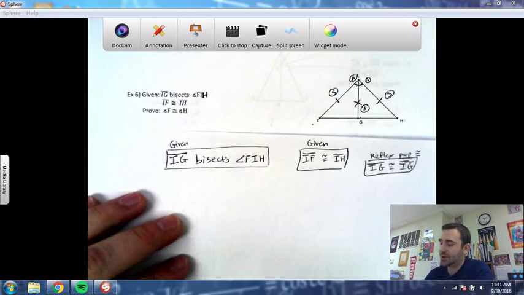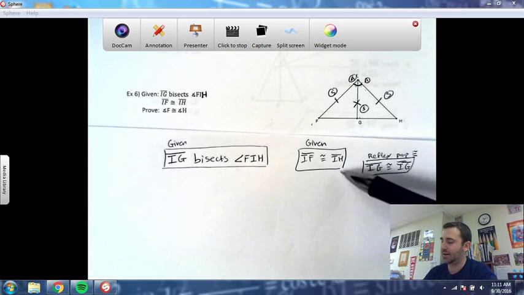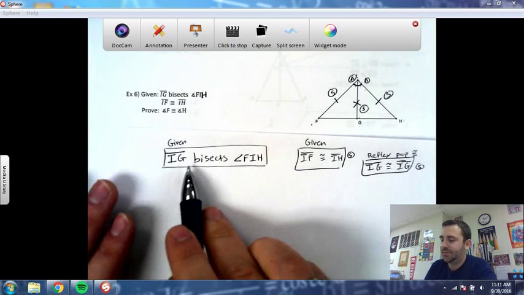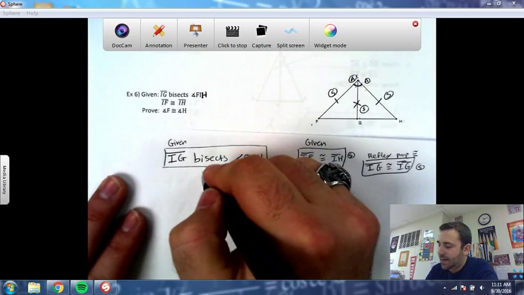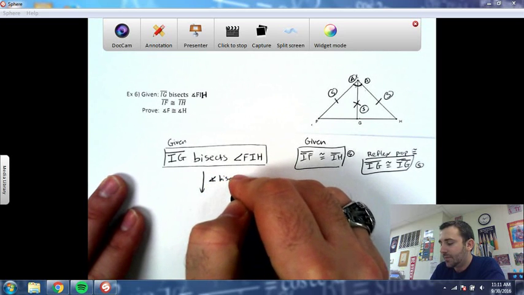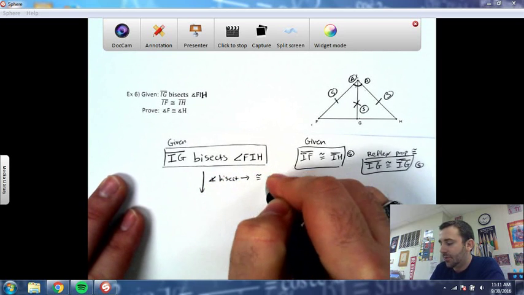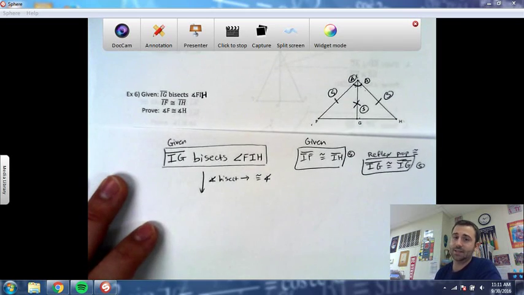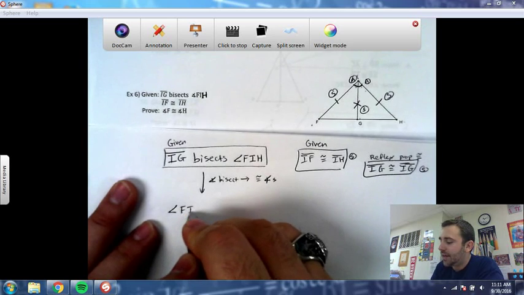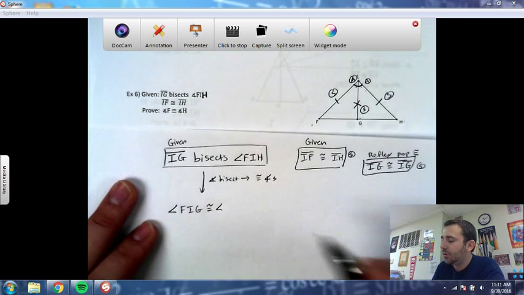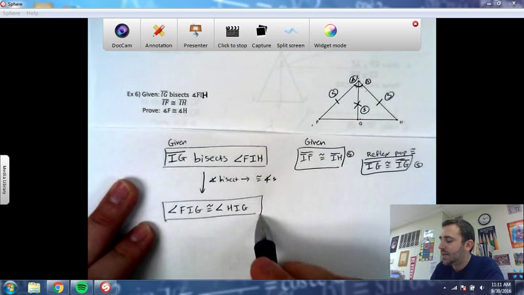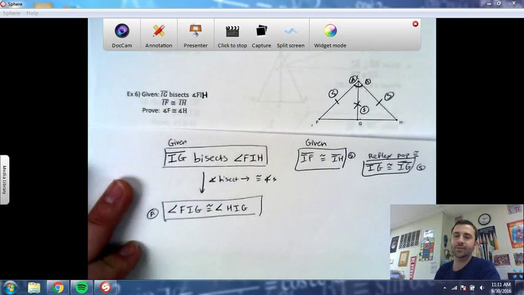So now let's look and see what we need to flesh out. So I have my side here in my proof, and I have that IG bisects the angle. Well, I need to go from angle bisector because an angle bisector gives us congruent angles because of the definition of an angle bisector. And so then I'm going to state that angle FIG is congruent to angle HIG. And once I do that, I now have the last piece I need for congruence.